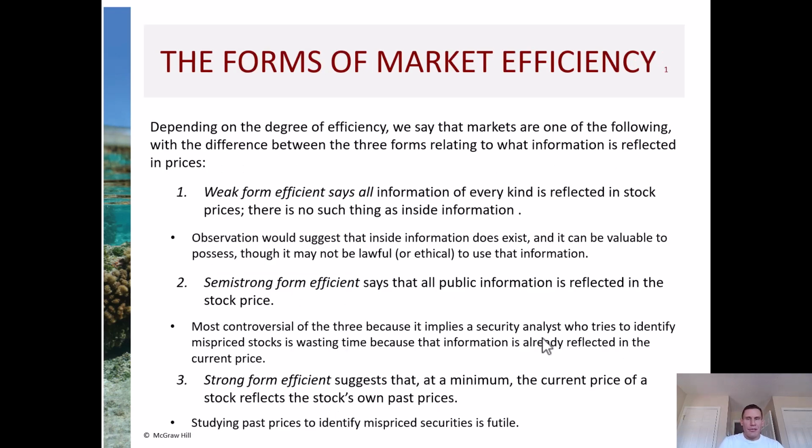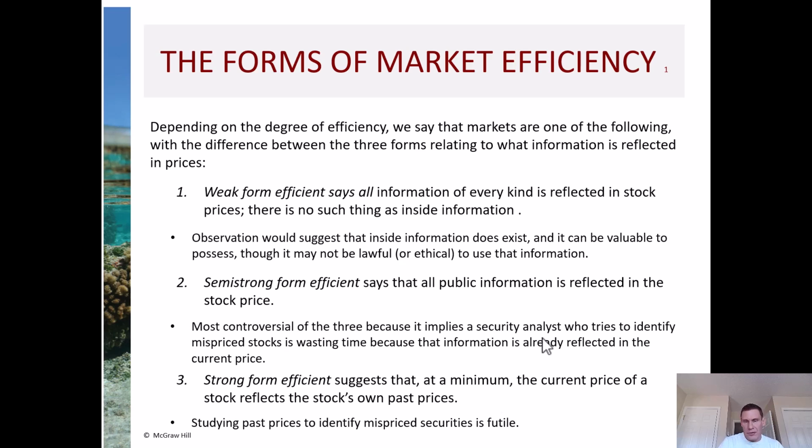So depending on the degree of efficiency, we're going to say that markets are really one of the following. If it's weak form efficient, that says all information of every kind is reflected in stock prices and there is no such thing as inside information. Now, we would say that's probably not the case, right? Because we have seen people get busted for SEC Rule 10b, I believe it is, 10b-5 maybe, that deals with inside information. People have run afoul of that all the time.